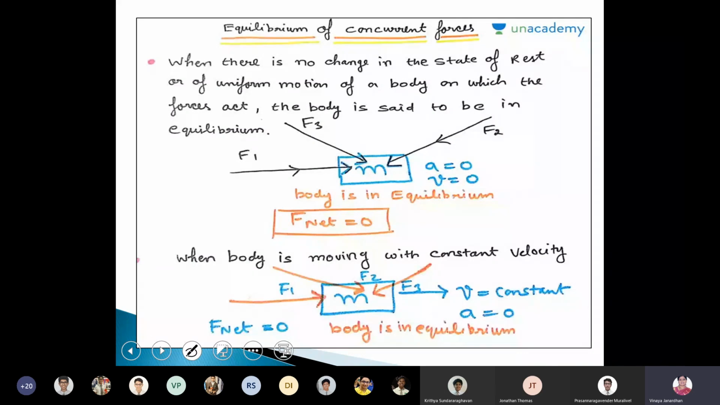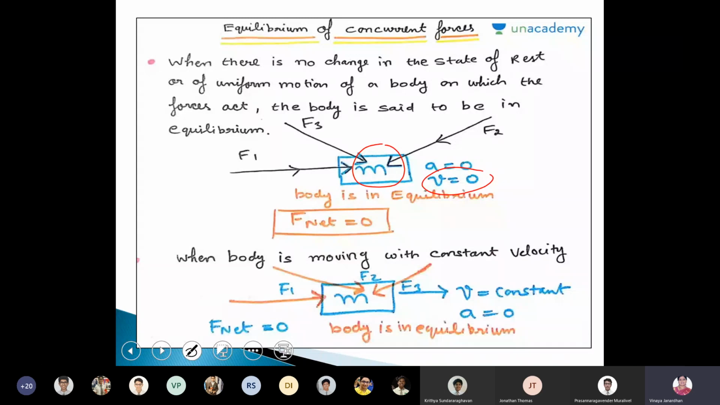Suppose I have a body, say of mass m. Its velocity is 0, which means the body is at rest. Now, according to this figure, there are three forces, F1, F2, and F3, acting on this body. And if the body still happens to be at rest, in equilibrium, then you understand that the net force is not altering the state of the body. The body is still at rest.